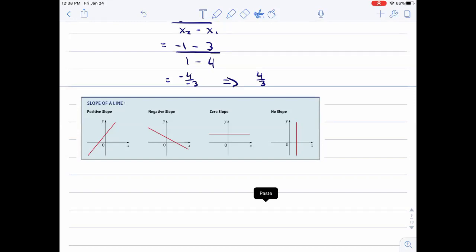Here, if you think about the slope, if it's a straight vertical line, then the slope is rise over run. The rise is however big you want it to be, but the run is 0. If we're dividing by 0, that doesn't exist, and so no slope. So that's just how they all behave.